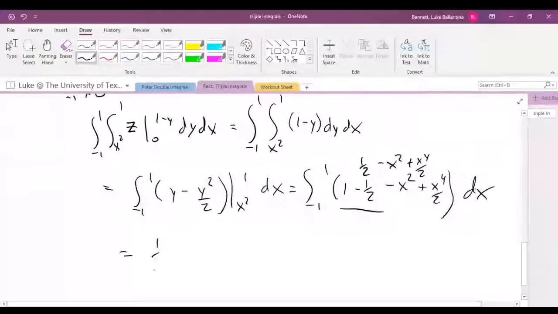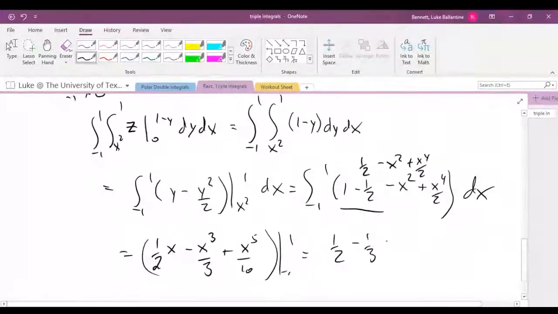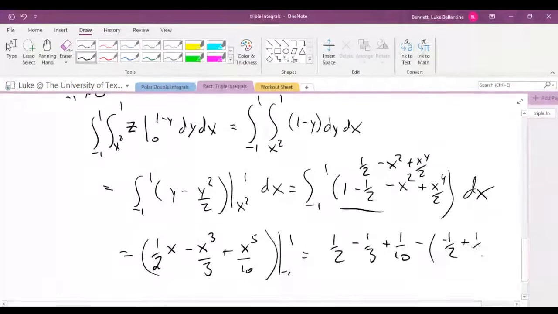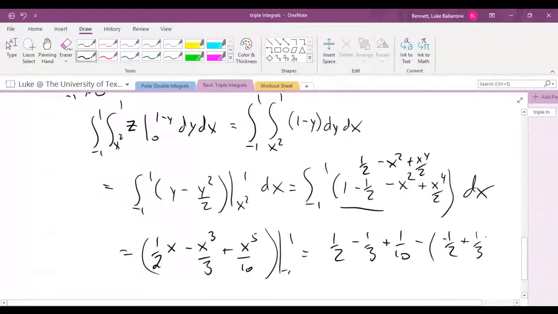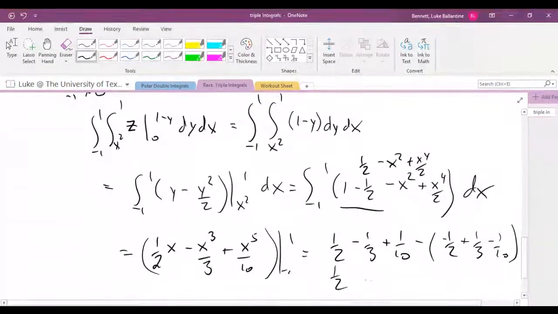Okay, so this is equal to 1/2 x minus x cubed over 3 plus x to the 5th over 10, evaluated from -1 to 1. So we have 1/2 minus 1/3 plus 1/10 minus (-1/2 plus 1/3 minus 1/10). Okay, so we get 1/2 minus 1/3 plus 1/10 plus 1/2 minus 1/3 plus 1/10.